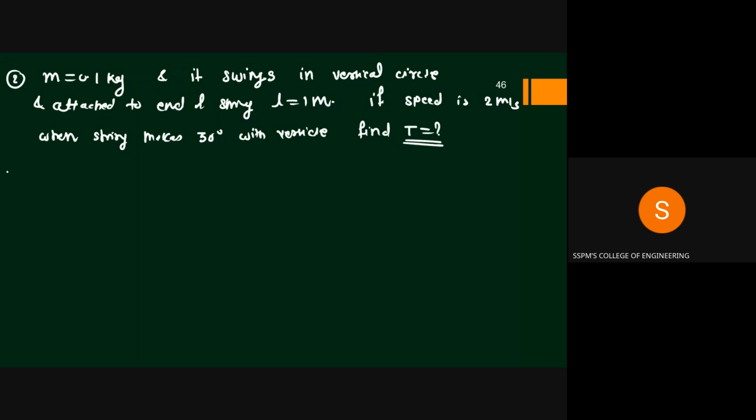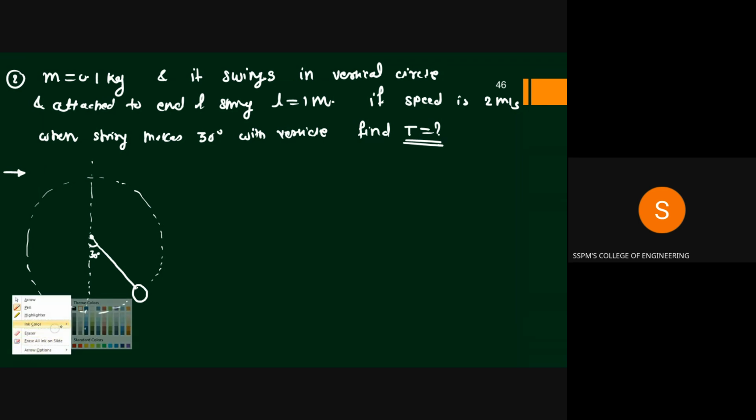Okay. So we can draw the diagram as per the given information. So this is the center. This is the vertical circle. This is the vertical axis or the vertical line. The position for the bob is given. So this mass makes an angle of 30 degree. Okay. So at this position, we have to find out what is the tension in the cable.